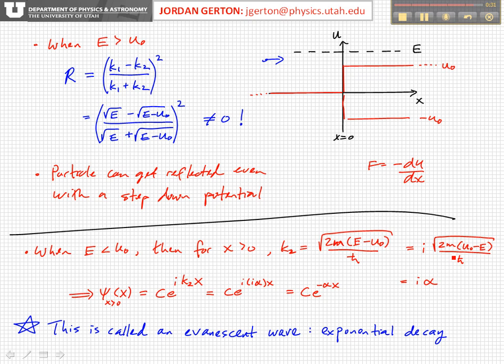Okay, and so we get this, and now we know that the wave function in the region x greater than 0 is equal to C e to the i k2 x, which is now equal to C e to the i times i alpha times x, where we've set this quantity equal to alpha, and that is equal to C e to the minus alpha x. And so we see we have an exponentially decaying function, and this is called an evanescent wave. Anytime you have an exponentially decaying wave function, we call that an evanescent wave.